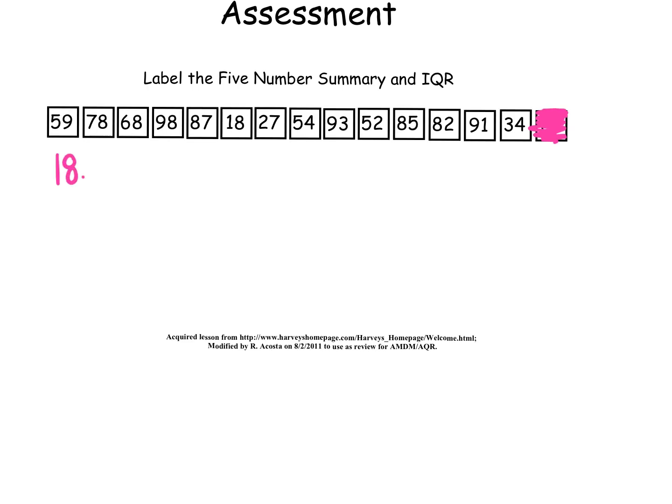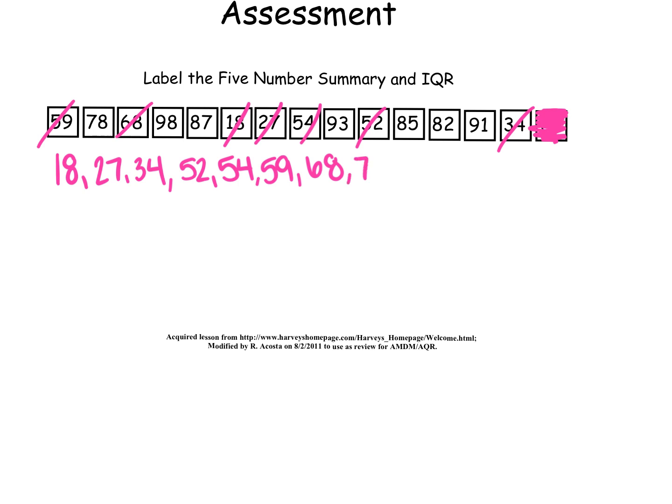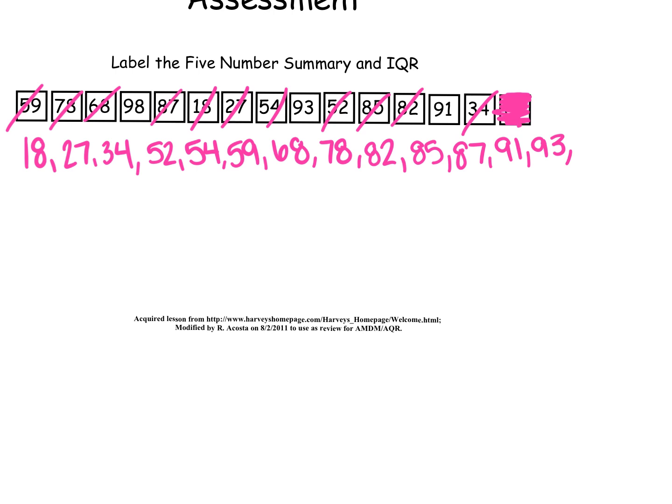We've got 18. Help me out here. 27. 34. No, nothing in the 40s. 52, 54. 59, 68. 78, 82, 85, 87. We want them in order, guys. Look at all the numbers. Perfect. Yep. Say them all at the same time. That's super helpful.